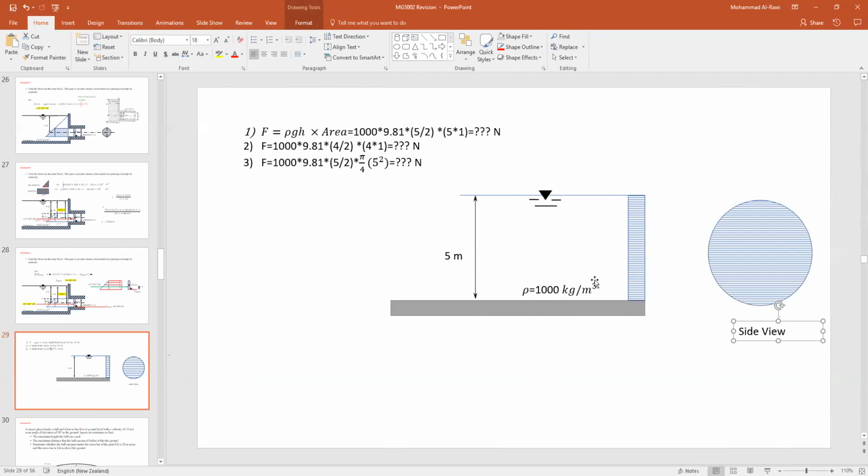All right, so it's pi over 4 d squared or pi r squared. It depends on what you use, if you use radius or diameter. Okay, so this is something really, really important for that.